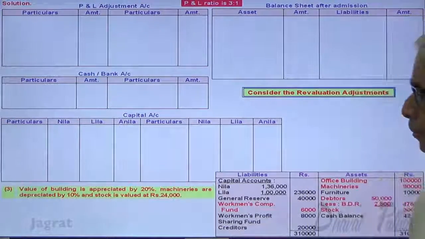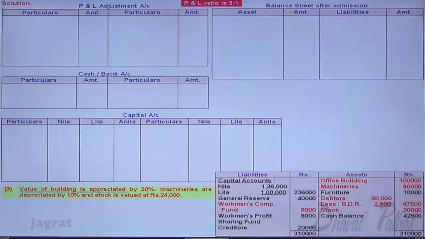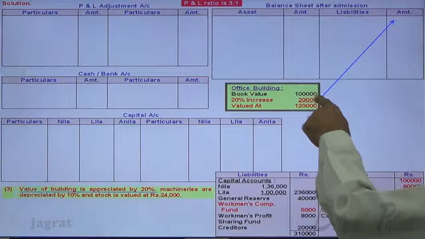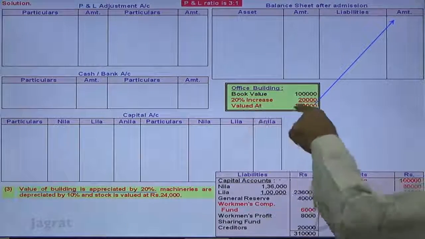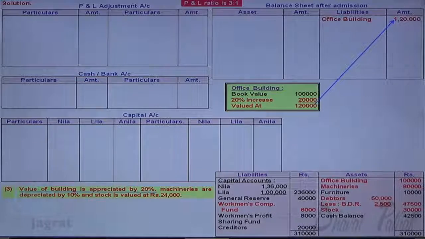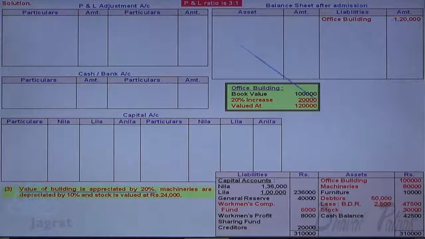Adjustment 3, value of building appreciated by 20%, the value is 1 lakh. 20% appreciation increase 20,000, one valued at 1,20,000. This new value will appear in the balance sheet. And this increase being gain credited to profit and loss adjustment account.